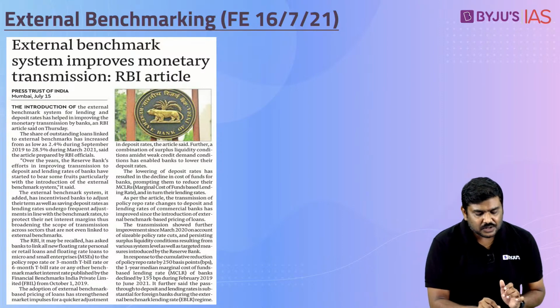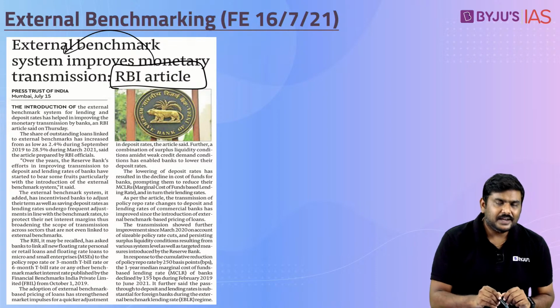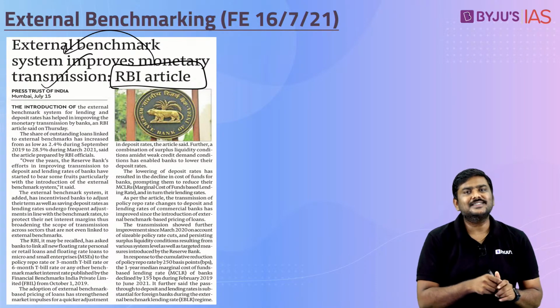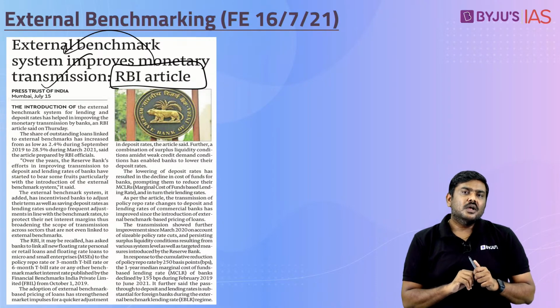Next article, based on one of the RBI articles. The RBI article has basically mentioned that the external benchmarking system has improved monetary transmission. What are the important points here?